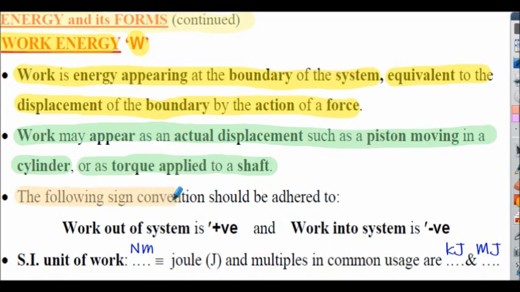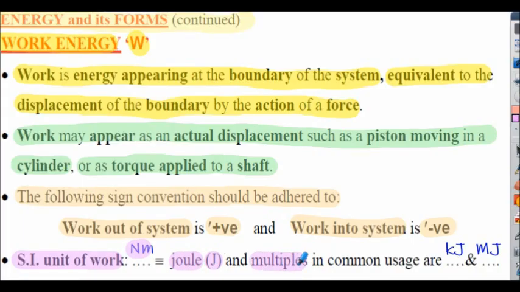The following sign convention should be adhered to when considering work. Work out of the system is positive, and work into the system is negative. Again, the notation we used in our previous non-flow energy equation presentation. The SI unit of work is the Newton meter, more commonly referred to as the joule, symbol uppercase J, and again multiples in common use are the kilojoule and the megajoule.